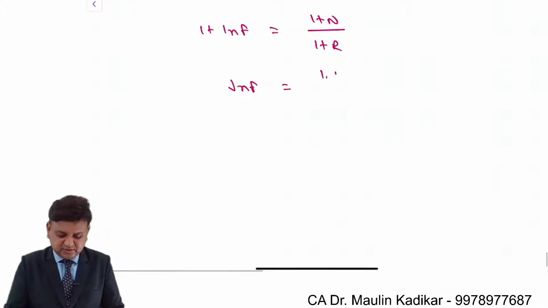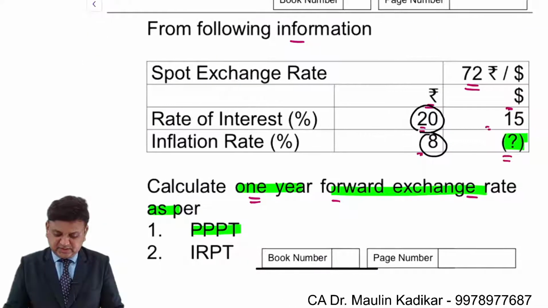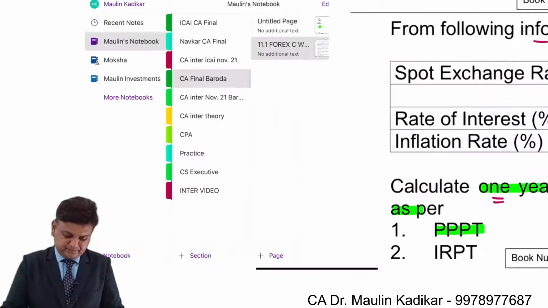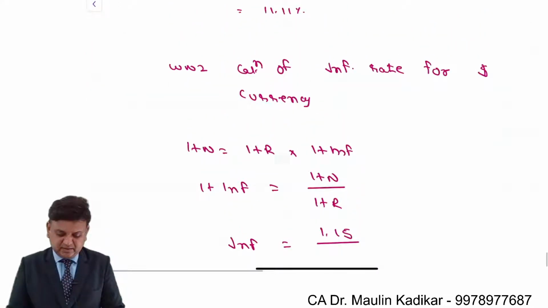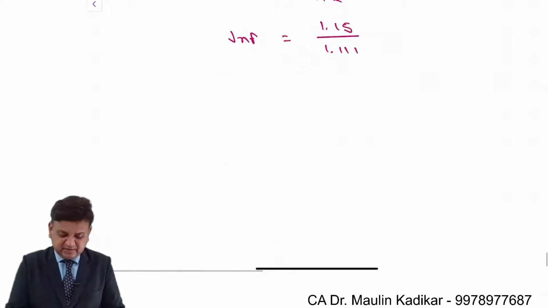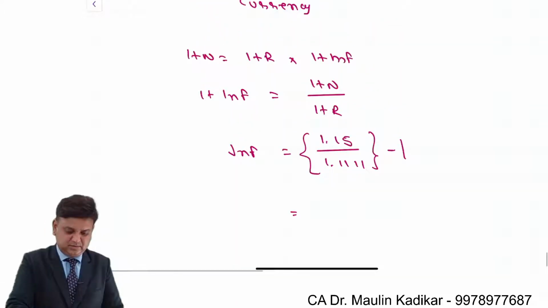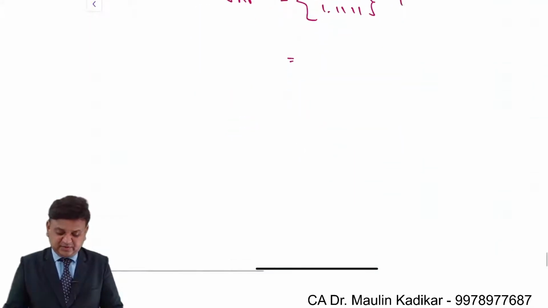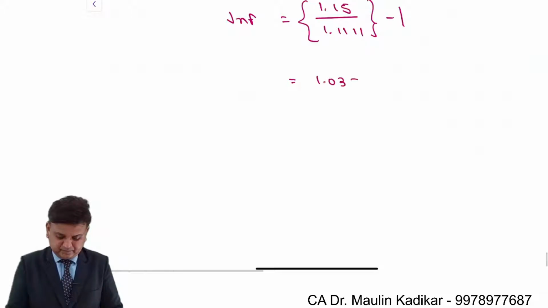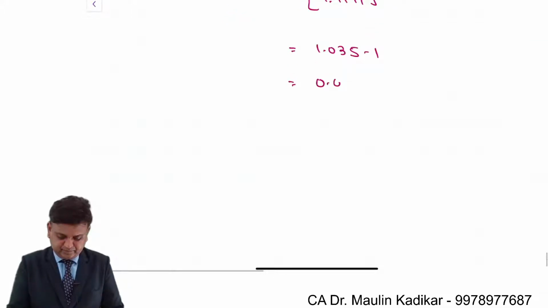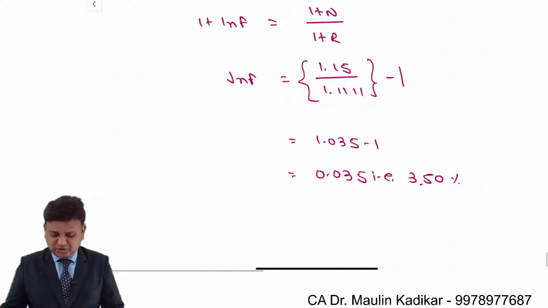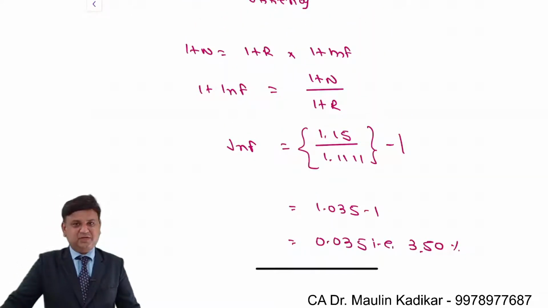So 1 plus inflation is 1.15, because the nominal rate of interest for dollar currency is 15%, divided by 1.1111. Whatever the answer that we have, from that 1 is subtracted. So the answer is 3.5%. So this is the way the inflation rate is calculated for dollar currency.